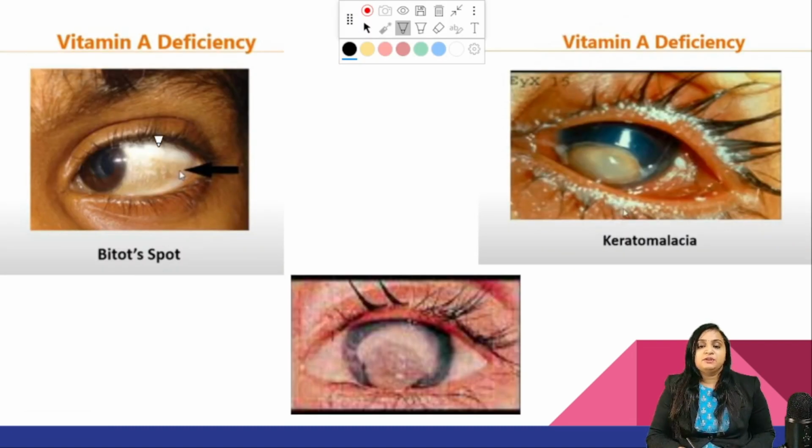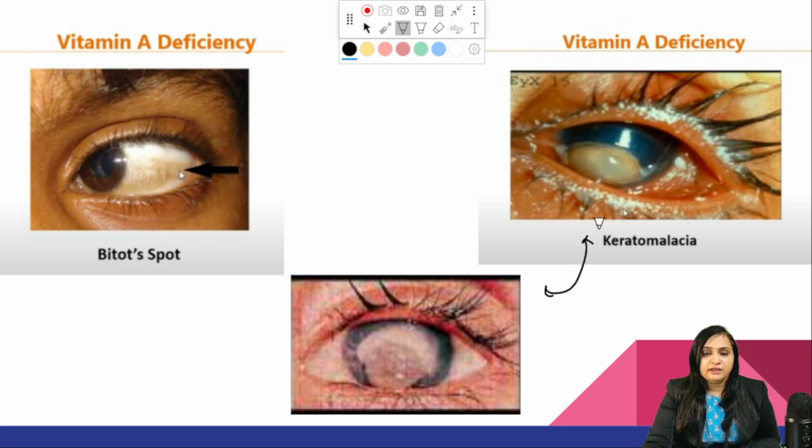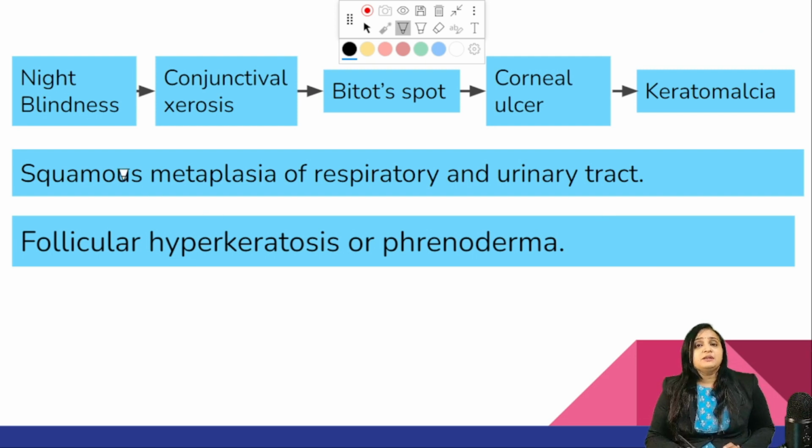So here these are Bitot spots. It's a triangular spot with a wide base pointing towards the cornea. This is keratomalacia, in which we can see the ulceration as well as the liquefaction of the cornea. These two figures are showing keratomalacia because of vitamin A deficiency. So what are the symptoms? The progression of the eye disease will be night blindness leading to conjunctival xerosis, Bitot spots, corneal ulcers, and keratomalacia.